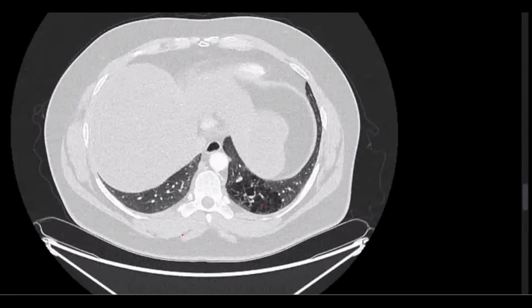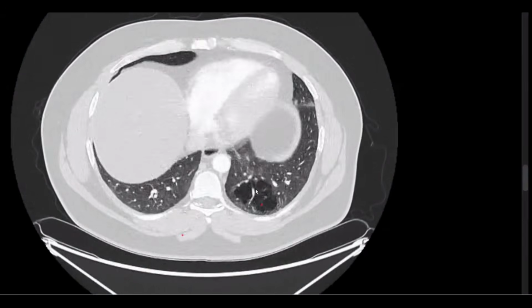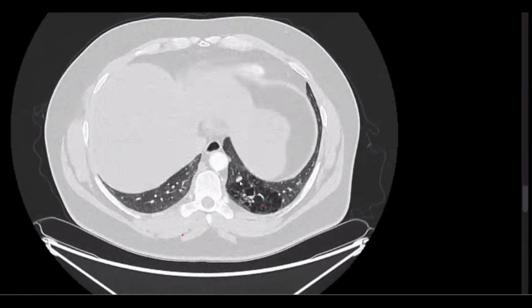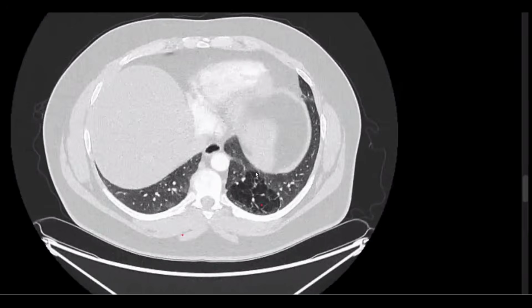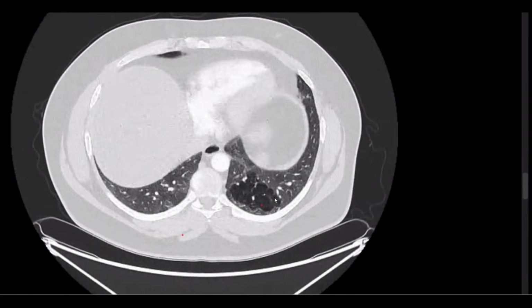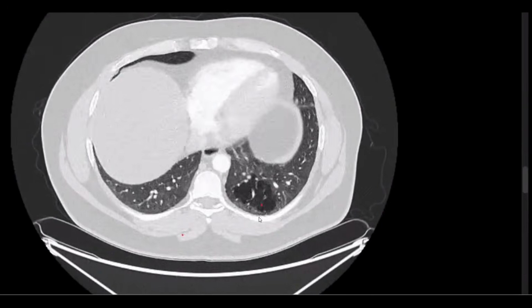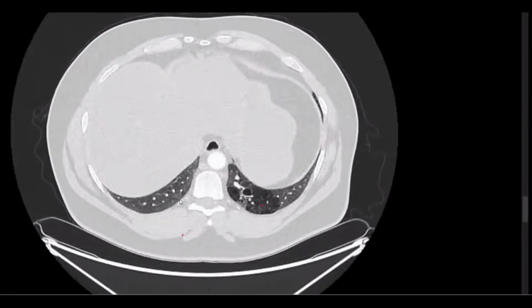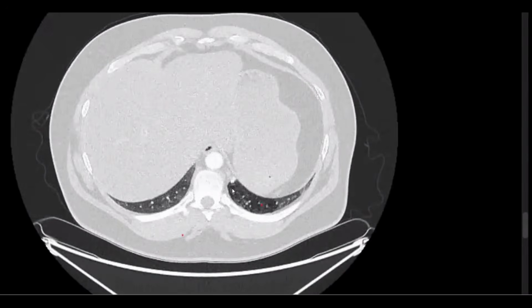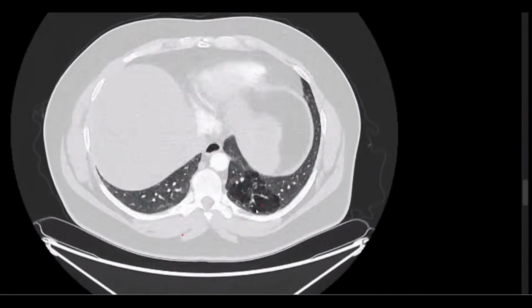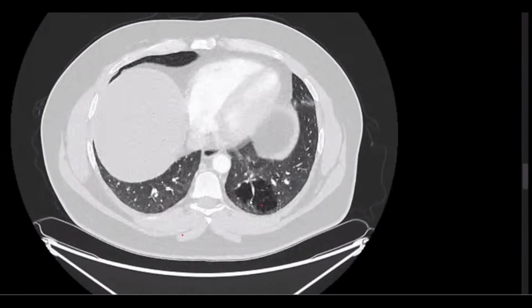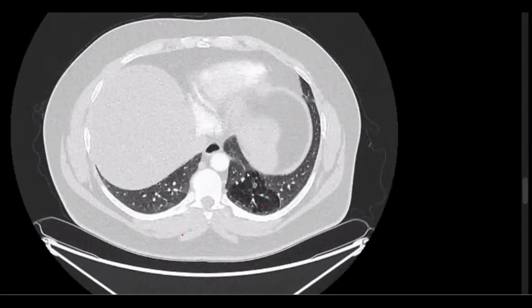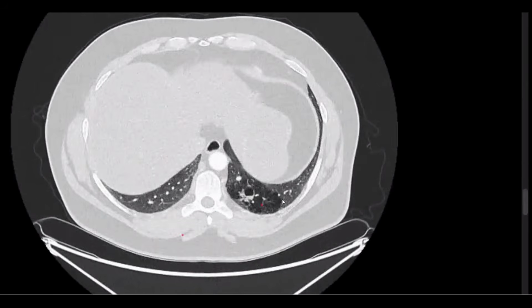Can you hear me? Okay, let's review this case again. We have a focal hypodense area located at the posterior segment of the left lower lung lobe. This area is supplied by arterial supply from the thoracic aorta and venous return to the pulmonary venous system. So this one is considered intralobar pulmonary sequestration, not extralobar.